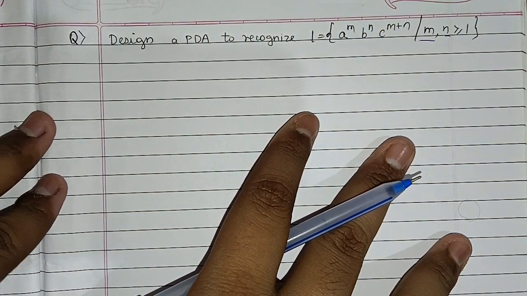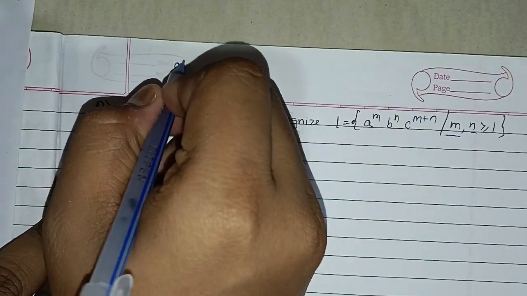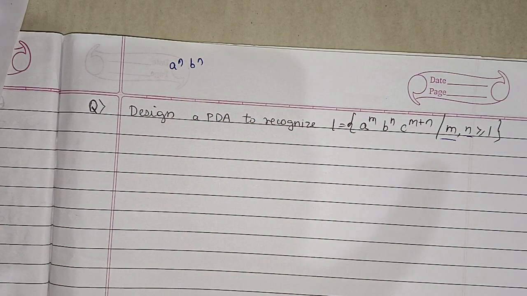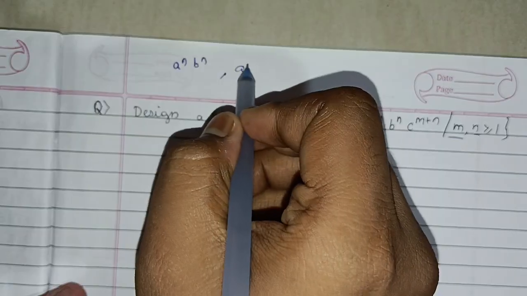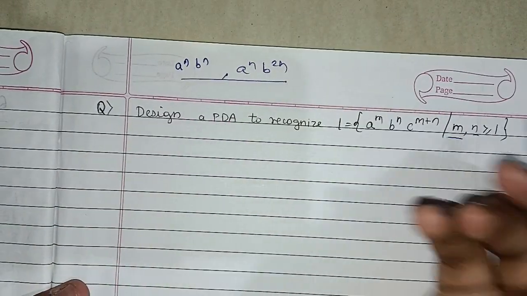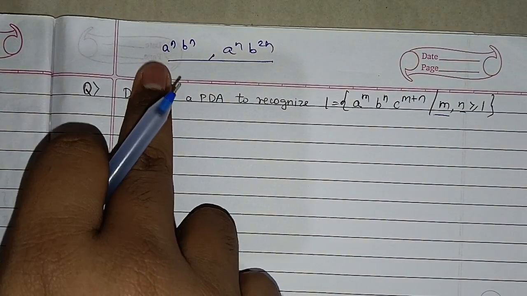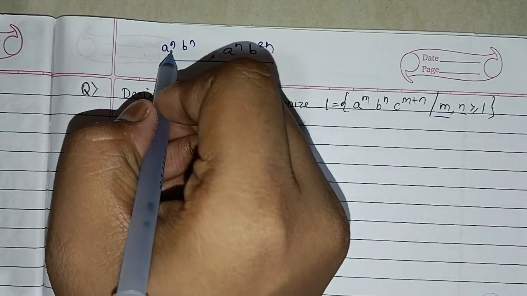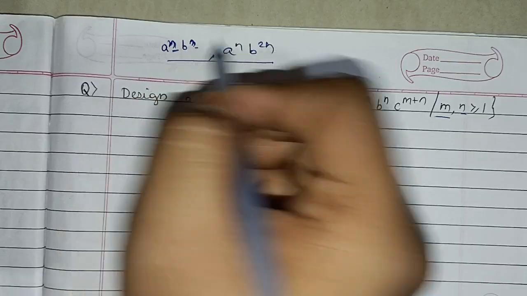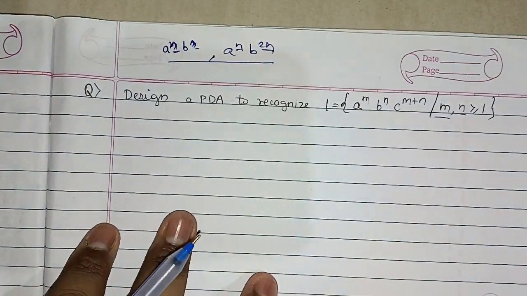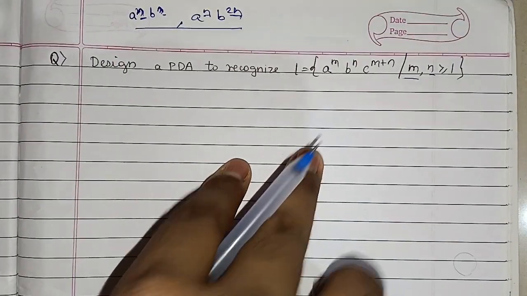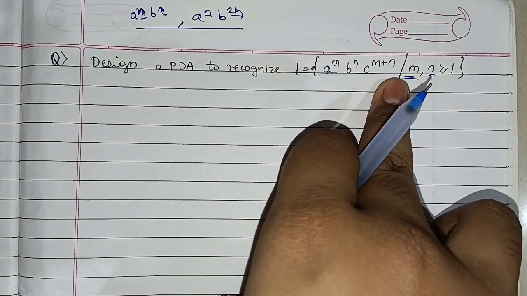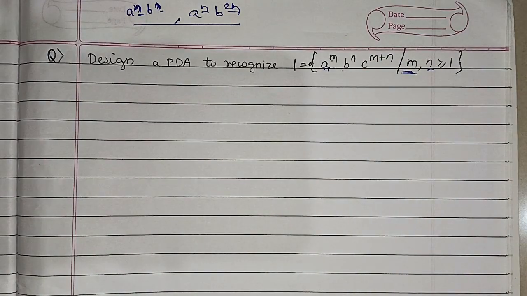In the previous videos we have learned about patterns like a raised to n, b raised to n, and a raised to n and b raised to 2n. In the previous video we saw two input alphabets and one power, here n, here also n, here n and here 2n. But today we will solve a new example on a raised to m, where there are two variables m and n for the powers and three input alphabets a, b, c.